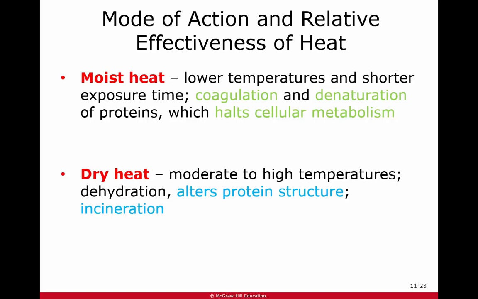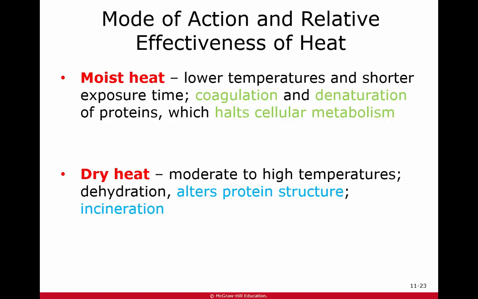So let's start with the heat. If we look at heat, there are relatively 2 types of heat. We have moist heat and then we have dry heat. With moist heat, what we're looking to do is cause coagulation or denaturation. Basically we're looking to affect the proteins with moist heat, cause them to lose their shape, cause them to lose their function, and in turn you can shut down cellular metabolism or shut down chemical reactions. Now the benefit of moist heat is it's short exposures of time. Moist heat happens very quickly and it's very effective. We actually consider moist heat as being more effective than dry heat.